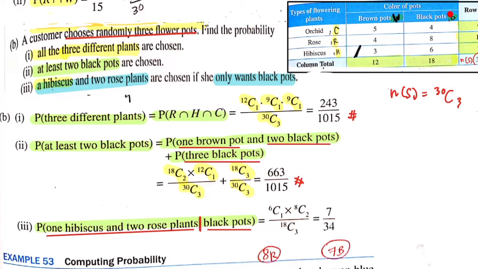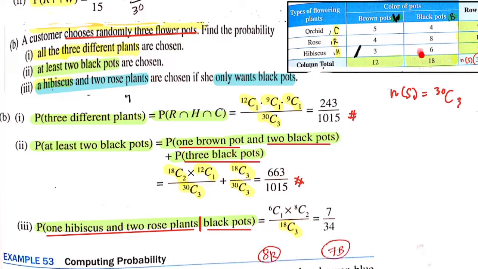So just focus on this column here. So total for black pots is 18. So now our number of sample space is 18. We must choose 3. So we have covered the first event here. Let's see the probability here for our numerator. We just want 1 hibiscus and 2 rose plants. So again, focus only on this black pots column here.